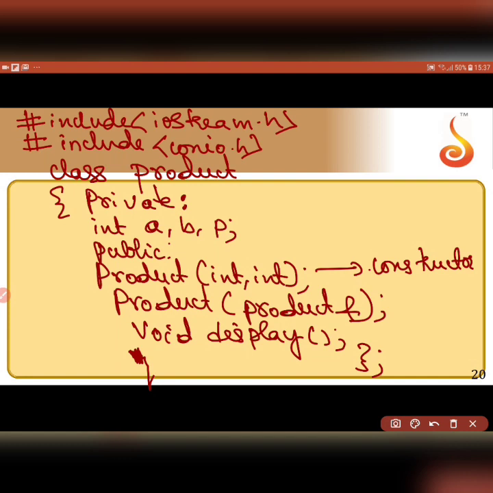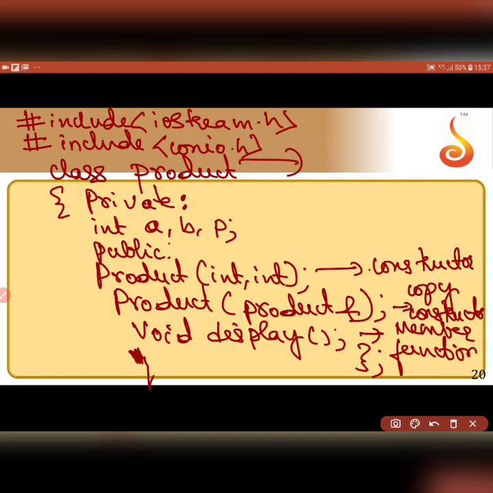Then you have this. So what am I passing? I am passing an object reference, ampersand. So I am passing an object here. That is why it is a copy constructor. And what is this? A member function. And this is the class.